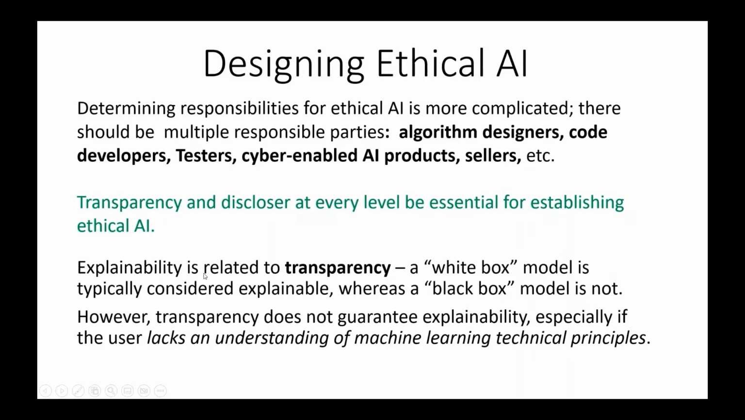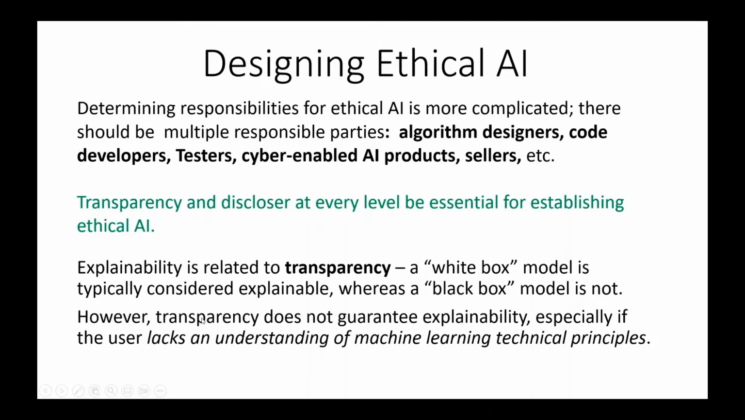So explainability is related to transparency. If you want to do transparency, you need explainability. When you get the explainability aspect, it cannot be used as a black box. The white box model is typically considered explainable, whereas the black box model is not. So in other words, you cannot use an AI/ML method just by giving input and getting the output. You have to understand the inside algorithm.